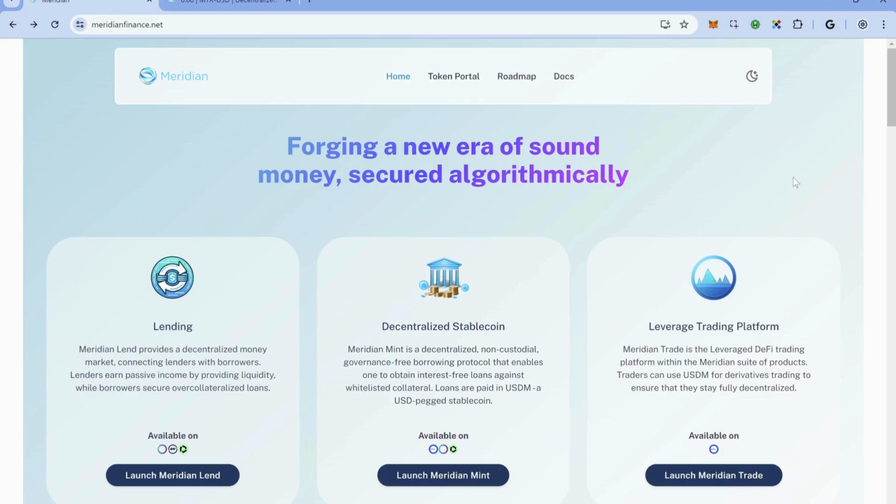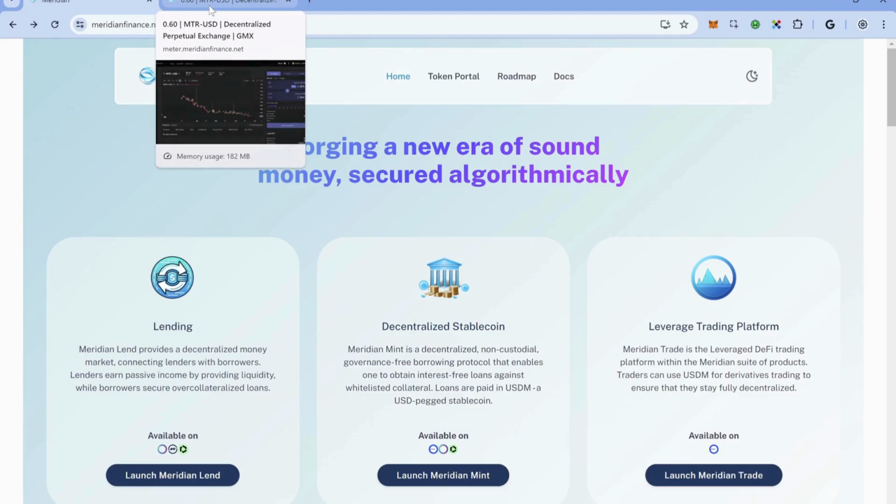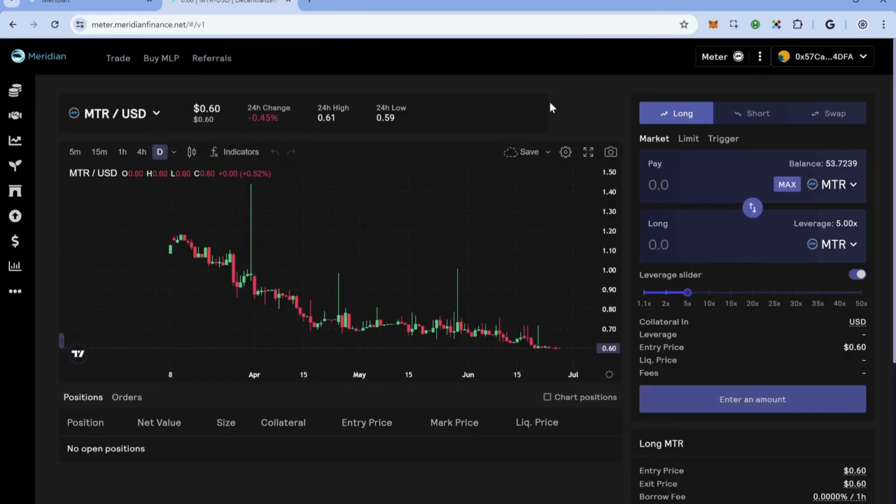So as you can see here, we are at the meridianfinance.net homepage. And once Meridian Trade on Meter is available, you should see it here in this section. But for the purposes of this video, I will just switch over to my Meridian Trade tab and we'll start from there. All right. So we are here at the Meridian Trade page on Meter Network.